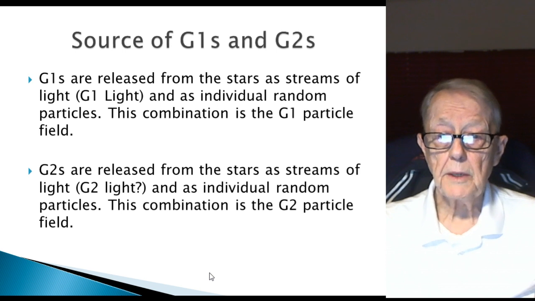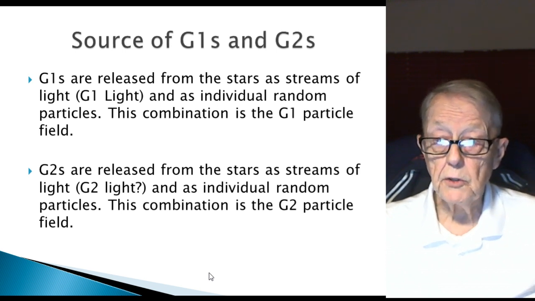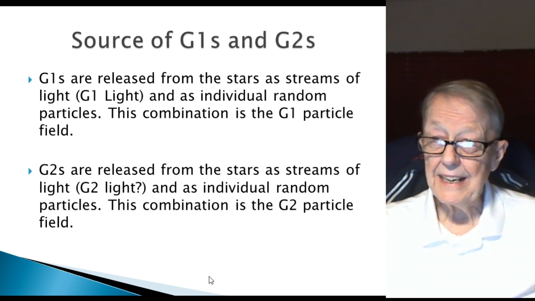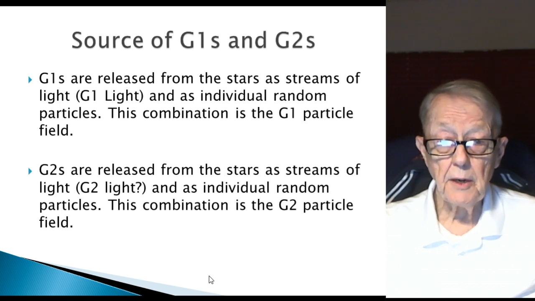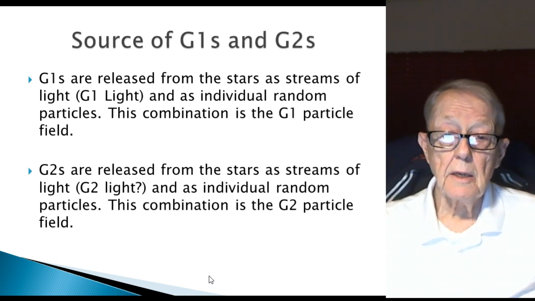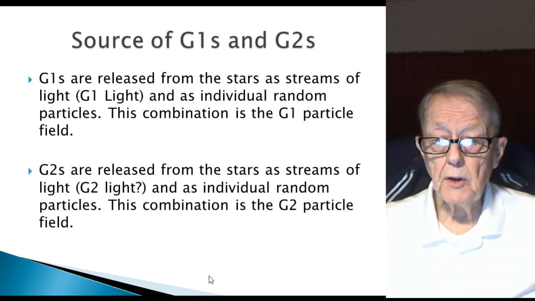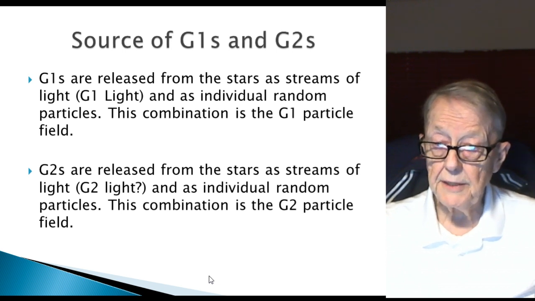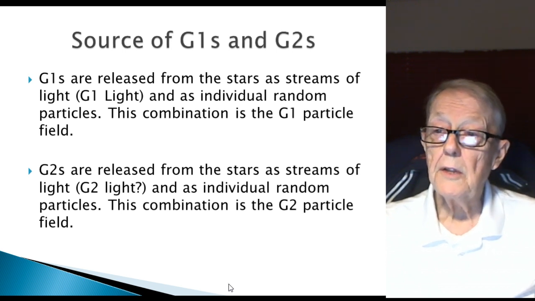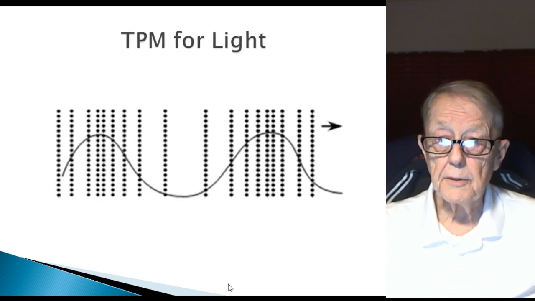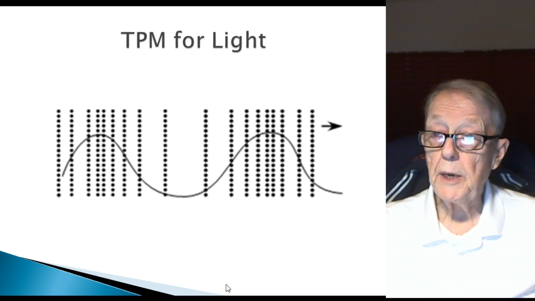G2s are also released from the stars as streams of G2 light. That's an idea I just threw in there. Could there be light at level 2? I haven't gone there yet. But they also are released as individual random G2 particles, and this combination is called the G2 particle field. And this is the level 1 stream of light.